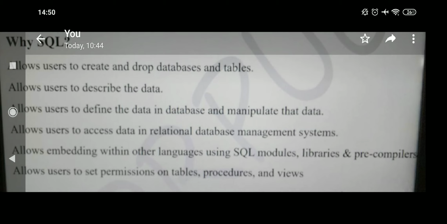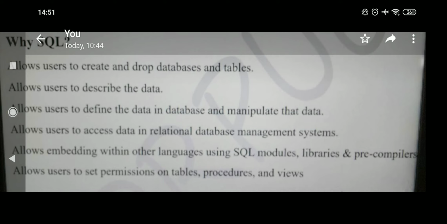So in DBMS, whatever terms are there, those will be described. Come to the third point, students. It allows users to define the data in the database and manipulate the data. So with the help of SQL, you are going to store data in the database. Manipulation means you are going to add data, you are going to delete the data and you are going to update the data.